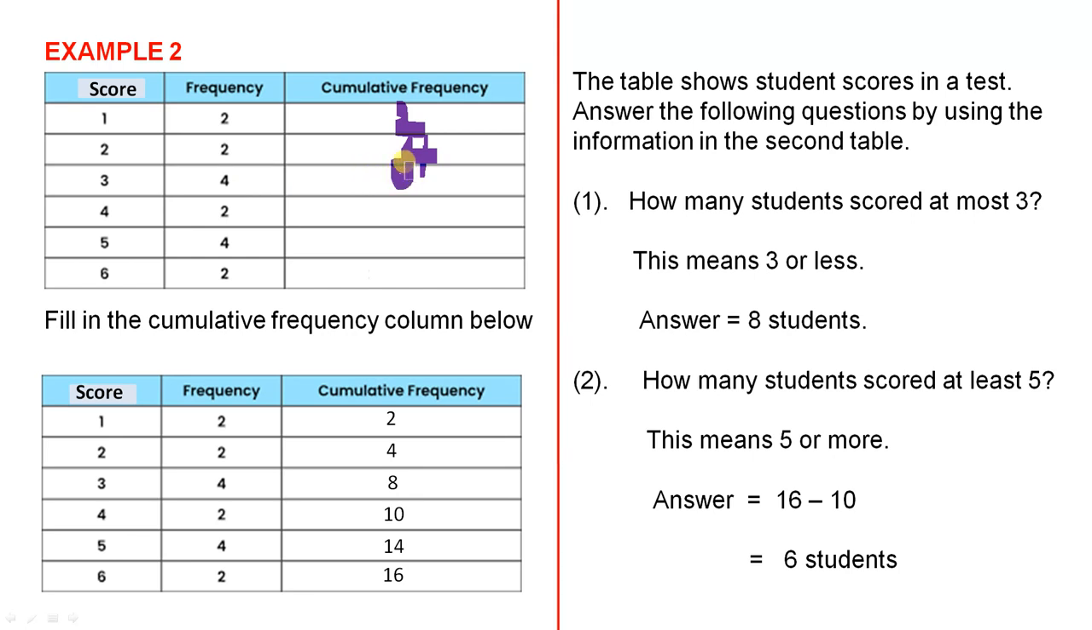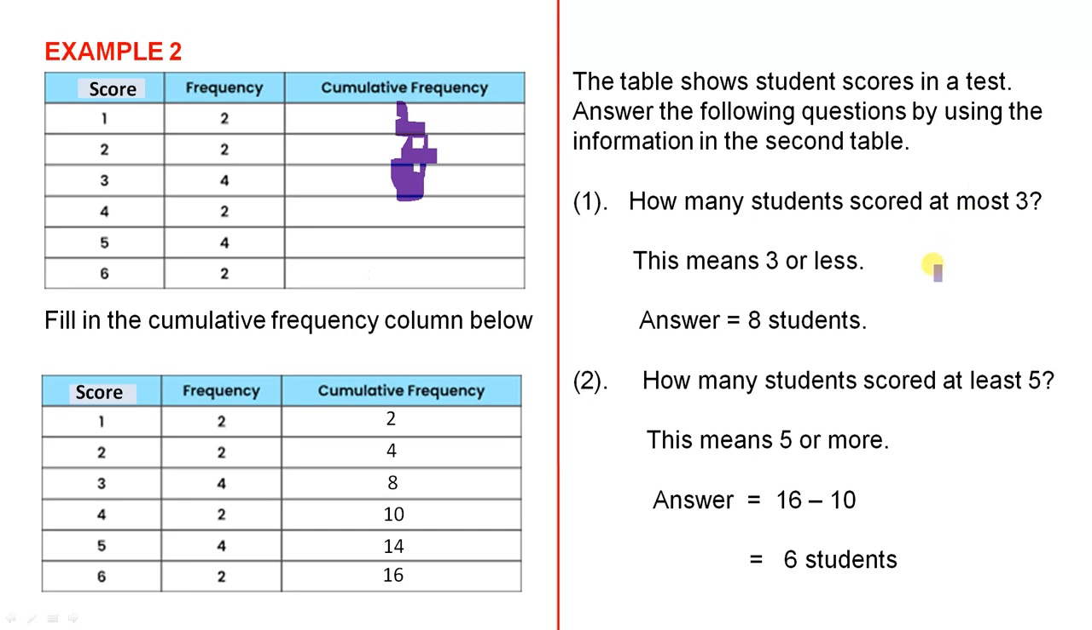So here we have 8. And so on. So we have 2, 4, 8, 10, 14 and 16. So these are the cumulative frequency. Once again, 2 plus 2 gives us 4. 4 plus 4 gives us 8. 8 plus 2 gives us 10. 10 plus 4 gives us 14. And 14 plus 2 gives us 16.